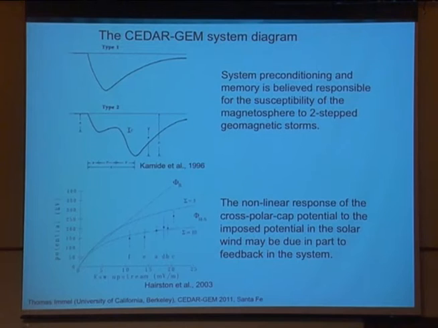We have nonlinear responses of the cross-polar cap potential to the imposed potential in the solar wind. I couldn't use the internet here. I was trying to download this. There's a recent abstract I read by Joe Borovsky and company where they compared nine different explanations for this nonlinear response. I wouldn't be surprised if some of that has to do with the ionosphere-magnetosphere coupling. But I need to get that paper and read it.